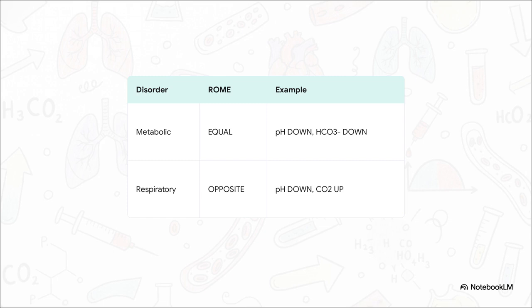Let's look at the metabolic row first. Metabolic is equal. That means the arrows for pH and bicarbonate go the exact same way. So, for example, if your pH goes down and your bicarbonate goes down, that's metabolic acidosis. Now, take a look at the respiratory row. Respiratory is opposite. The arrows go in opposite directions. If your pH goes down but your CO2 goes up, that's respiratory acidosis. Just match the arrows and you match the disease. It's like a giant puzzle and you've got the key.